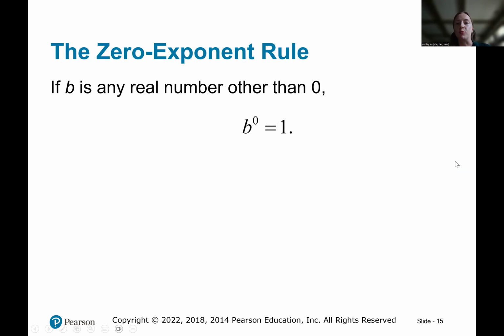Okay, and this is the weirdest rule. This is the one that's easy to forget because you don't see it very often, and it doesn't even make any sense. If b is any real number other than 0, if you raise something to the 0 power, you get 1.